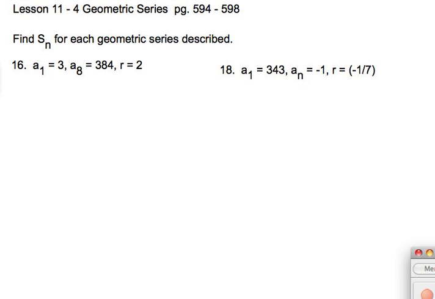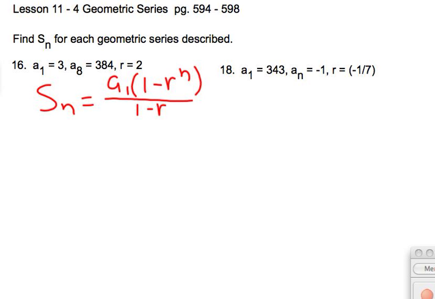Sum for each geometric series described. In other words, we have to add up the terms. The formula that we're given in section 11.4 is that S sub n is equal to a sub 1 times the quantity 1 minus r to the n, all over 1 minus r.